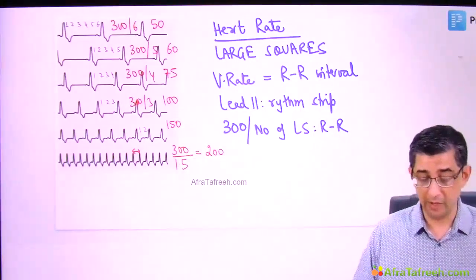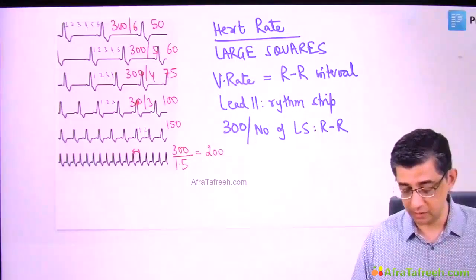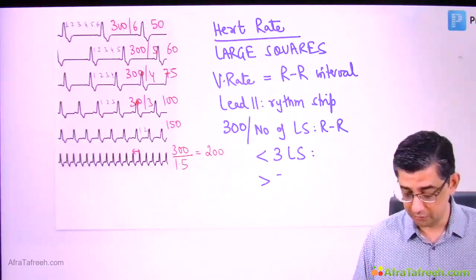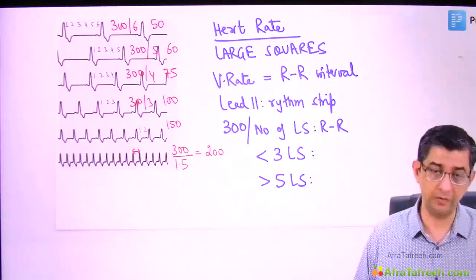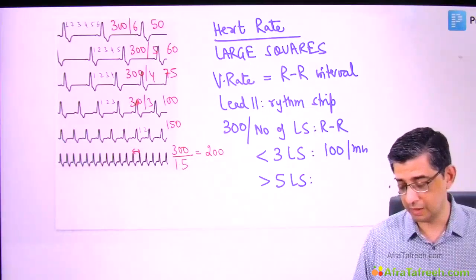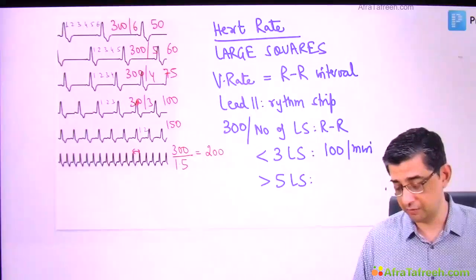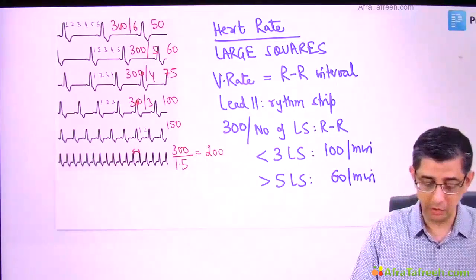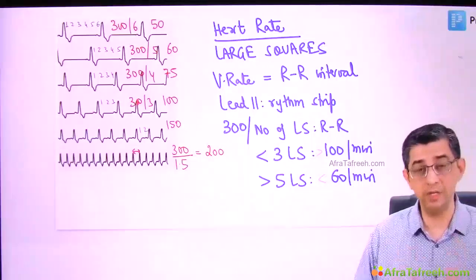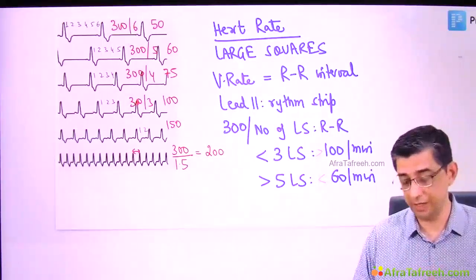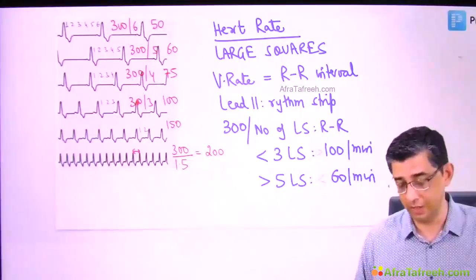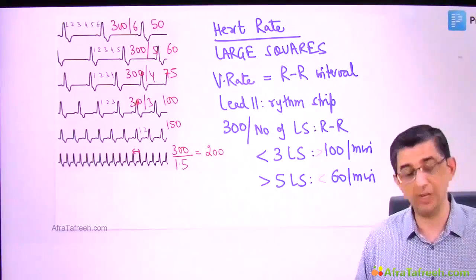So the carry home message is, if you find less than 3 large squares separating R and R, and if you find more than 5 large squares separating R and R, there's a lot of difference. If it is less than 3 large squares, the RR interval, then there is definitely a tachycardia occurring in the patient. Whereas if it is more than 5, then the heart rate is going to be less than 60. Normal physiology values you are anyway familiar with. I just want you to remember the numbers 3 and 5. If in any ECG you find the RR interval is less than 3 large squares, there's a tachyarrhythmia or at least a tachycardia happening. Tachyarrhythmia we'll learn subsequently. And if it's going to be more than 5 large squares, we're definitely having a bradycardia present.